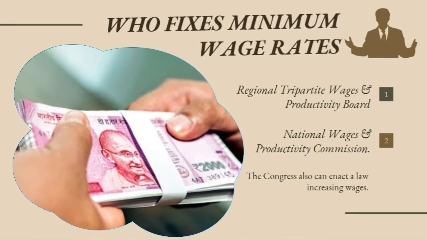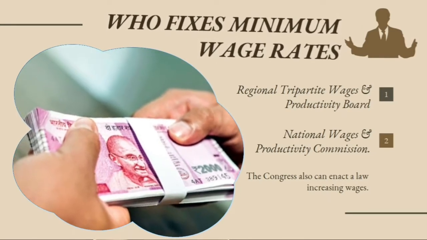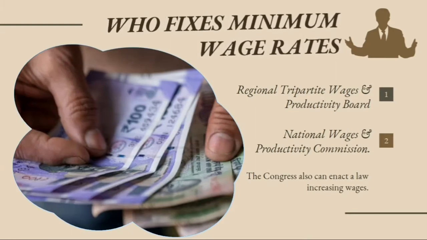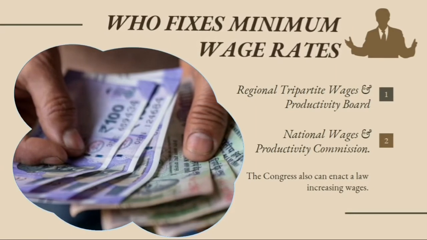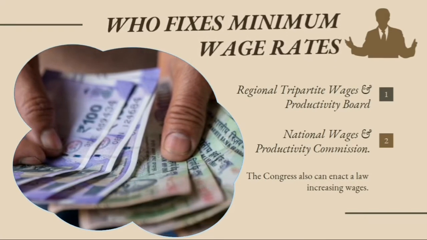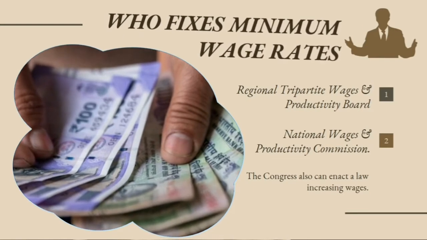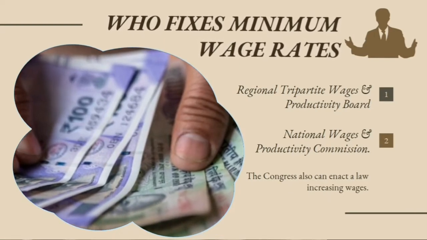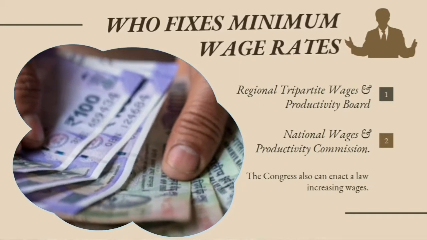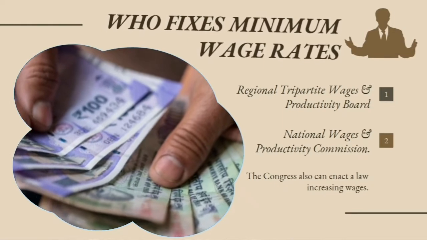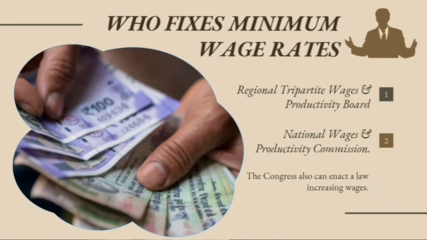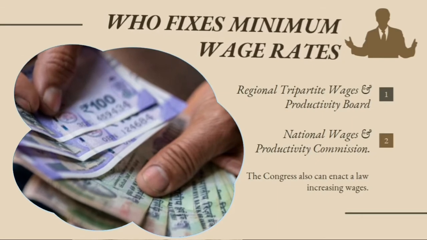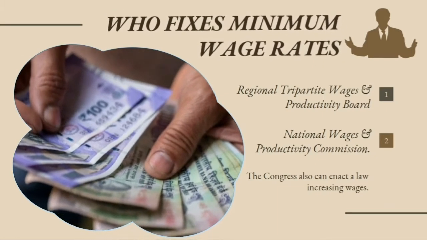While the National Wages and Productivity Commission develops policies and guidelines on wages, incomes, and productivity, it exercises both technical and administrative supervision over the RTWPBs, which implement the wages, incomes, and productivity policies and programs in their respective regions. But of course, class, it is the employer who decides how much they pay their employees by establishing a salary range. So this salary range consists of a minimum pay rate, middle range possibilities for pay increases, and a maximum pay rate. But of course, class, the Congress can also enact law increasing wages.